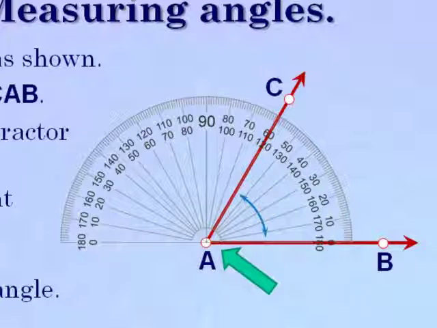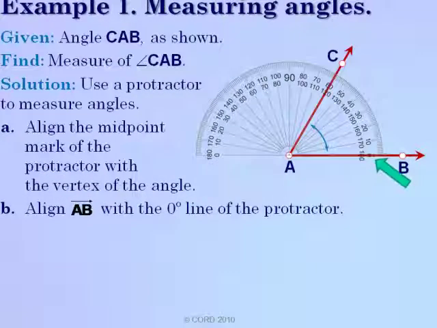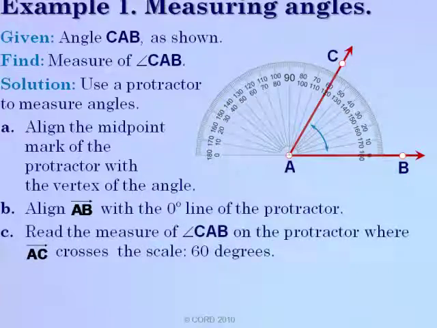But you'll align the midpoint mark of the protractor with the vertex of the angle, or the end point where the two rays join together. You align AB with the 0-degree line of the protractor. So be real careful to get both the point on the 0 and the end point on the center of the protractor lined up perfectly. Then you're able to read the measure of the angle on the protractor.